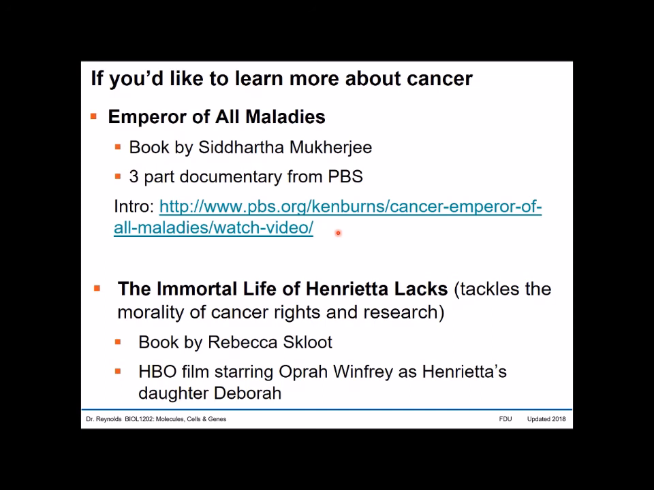It's from PBS. The other is The Immortal Life of Henrietta Lacks. This tackles the morality of cancer rights and research. It's a relatively new book, and it was turned into an HBO movie, although I admit that I haven't seen it. But the book is a very, very easy read, and it was actually written so that high schoolers could kind of understand what happened.